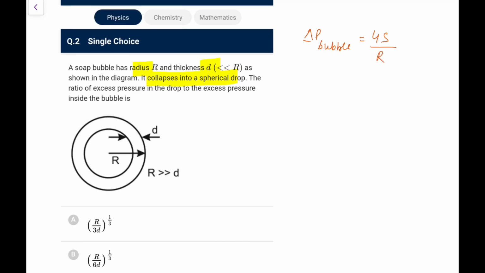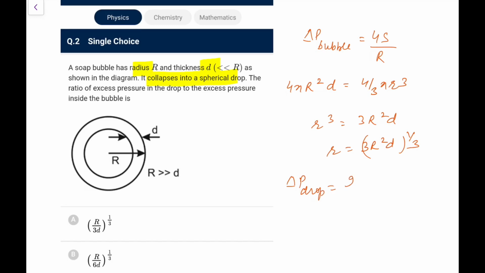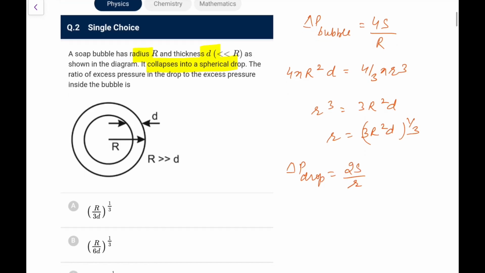Now when it coalesces into a spherical drop, what is the volume? The volume of the bubble film is 4 pi R square into d, that would be equal to 4 by 3 pi r cube, where small r is the radius of the drop it is forming. So r cube would be equal to 3R square d, or r is equal to (3R square d) to the power 1 by 3. So now the excess pressure inside the drop would be 2S by r. So the ratio of excess pressure in drop to excess pressure in bubble would be 2S by small r over 4S by capital R. So what we are getting is R upon 2 times small r.